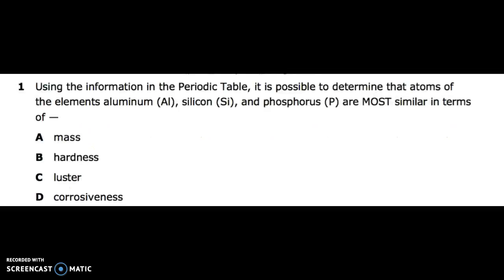Number 1. Using the information in the periodic table, it is possible to determine that atoms of the elements aluminum, silicon, and phosphorus are most similar in terms of A. Mass, B. Hardness, C. Luster, D. Corrosiveness.